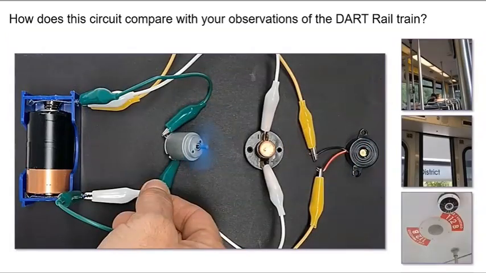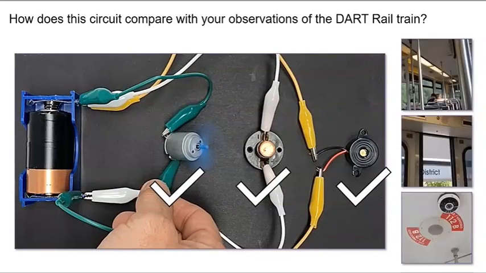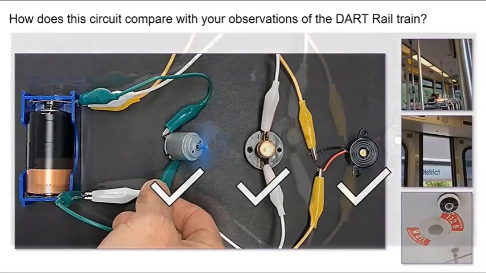How does this circuit compare with your observations of the dark rail train? Did you say that all three devices turn on, just like on the train? I agree. This circuit is like the train because it has lights, movement, and sound at the same time. Let's see what happens if we disconnect the motor.